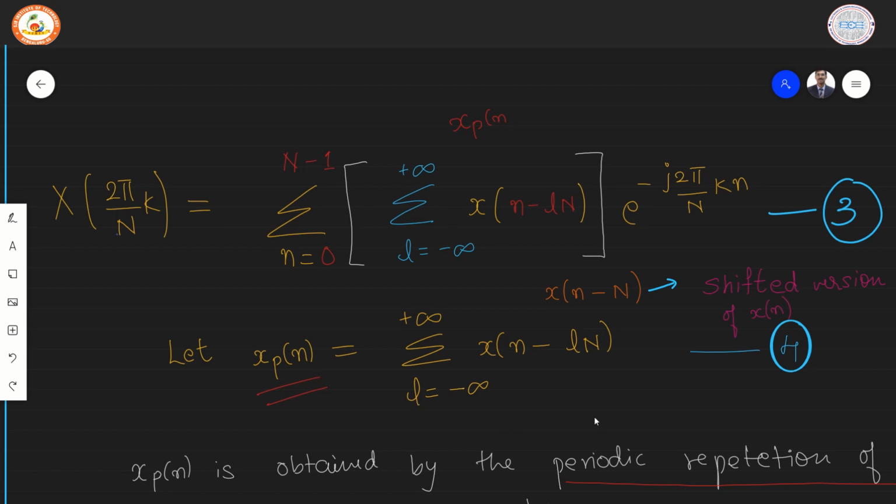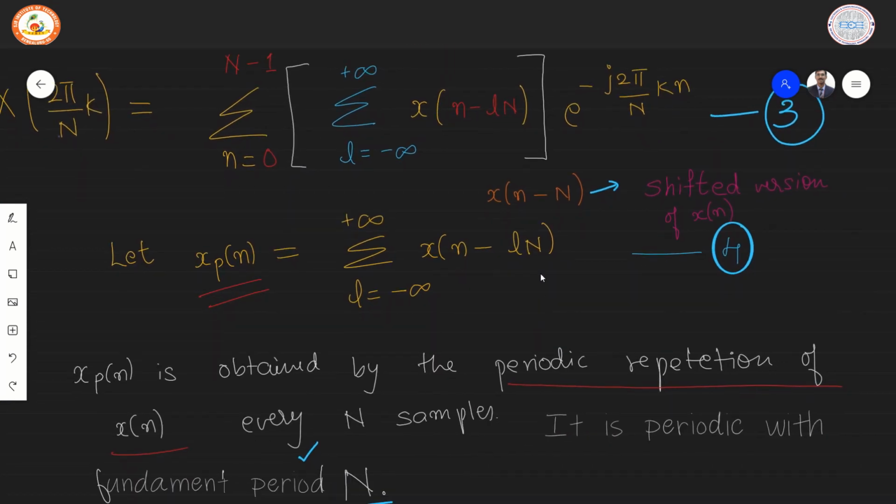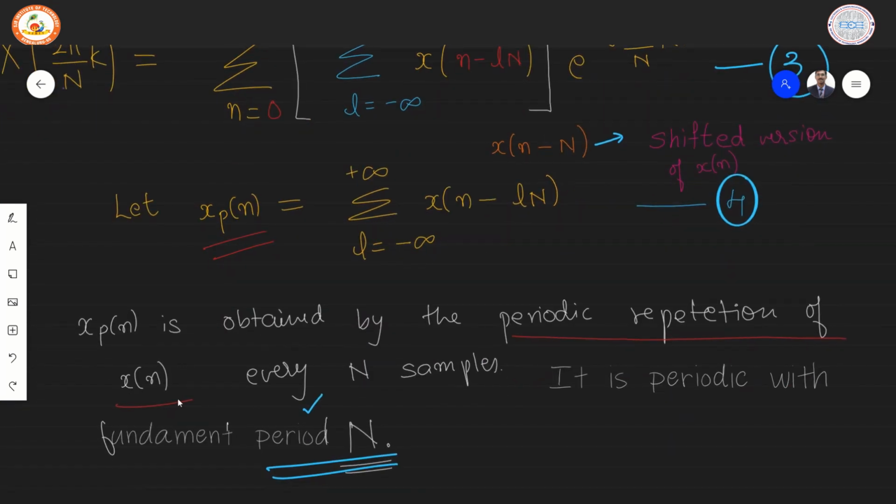Therefore, equation 4 describing xp of n is obtained by the periodic repetition of x of n every capital N samples. So the repetition interval we have is capital N, or in other words, it is periodic with a fundamental period equal to capital N.